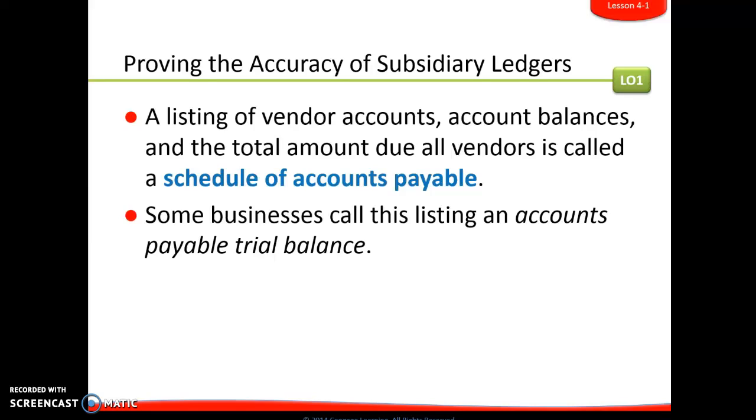Schedule of accounts payable is very similar to the accounts receivable. It's a listing of all of our vendor accounts, their account balances, and then the total amount due to all vendors. Some businesses call this listing an accounts payable trial balance.